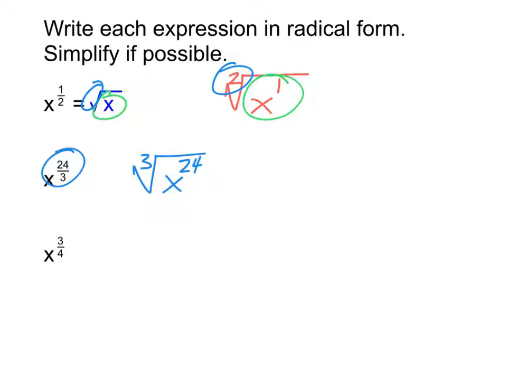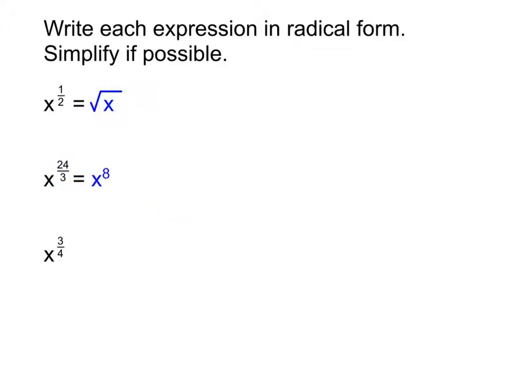So the 24 thirds reduces to just equal 8. So I can start by turning it into x to the power of 8. Now the instructions here say write each expression in radical form, which I said means you've got to have a radical in your answer. Well, that's only if there's still a fraction in your exponent. If there's no fraction left, you just stop there. X to the 8th is as simple as it gets. So that's your final answer.